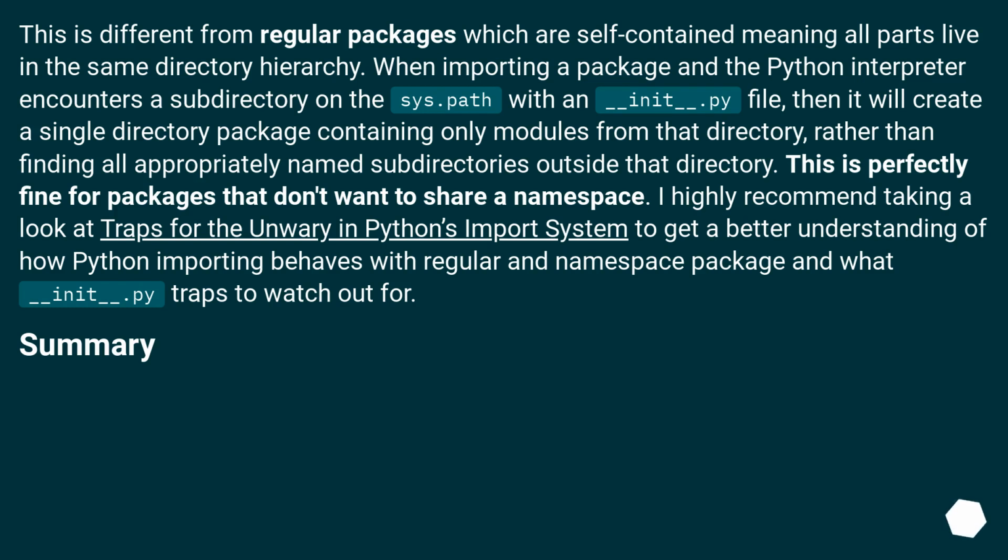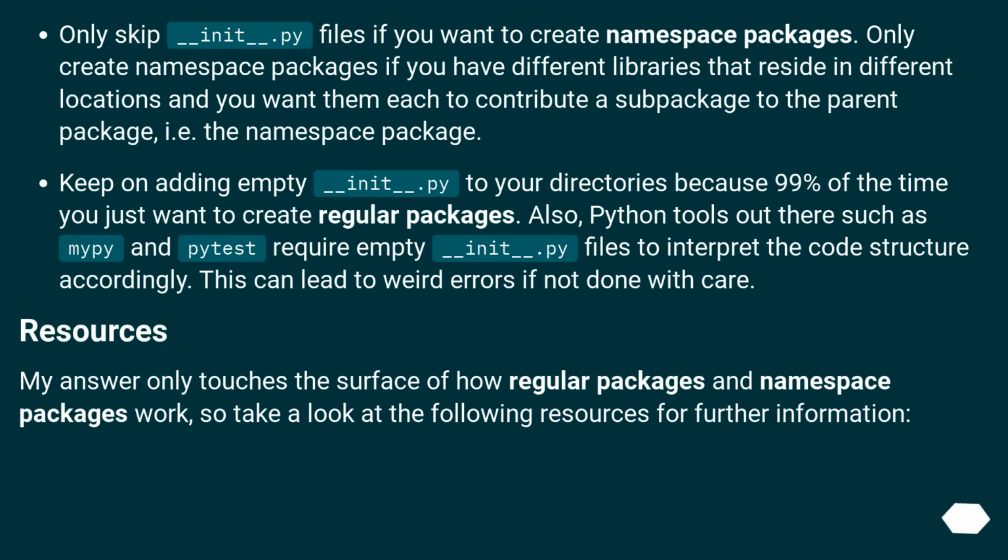Summary. Only skip __init__.py files if you want to create namespace packages. Only create namespace packages if you have different libraries that reside in different locations and you want them each to contribute a sub-package to the parent package, i.e. the namespace package. Keep on adding empty __init__.py to your directories because 99% of the time you just want to create regular packages.